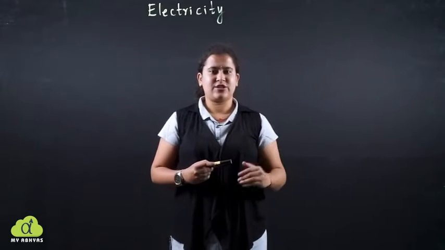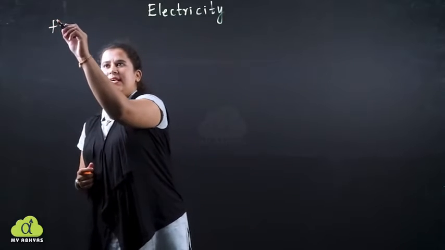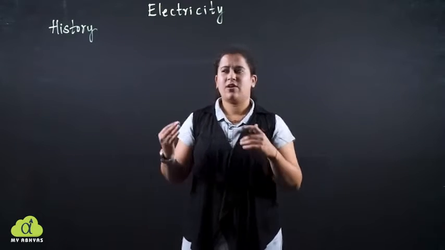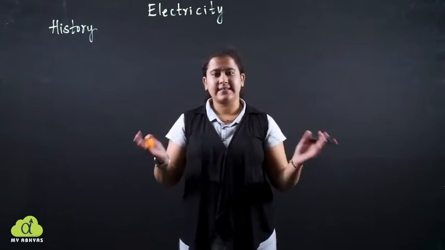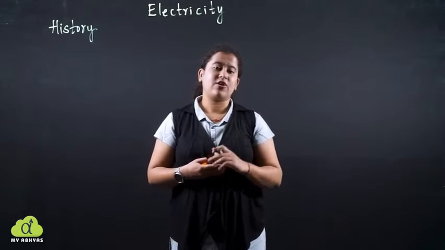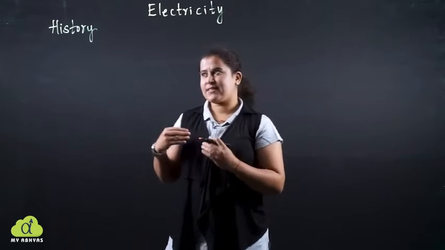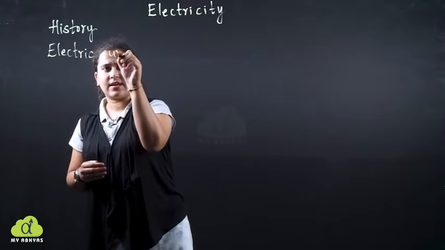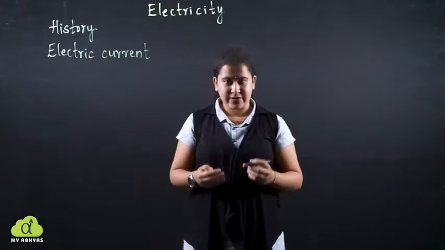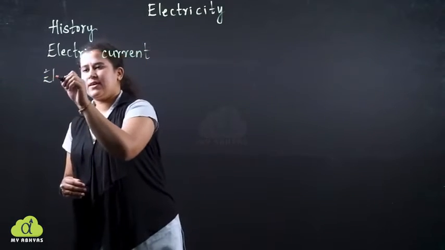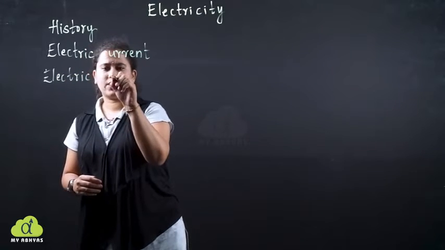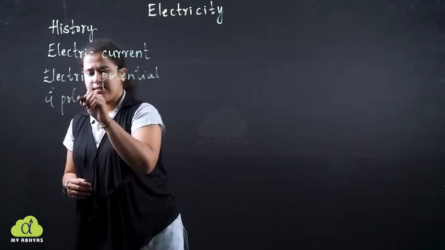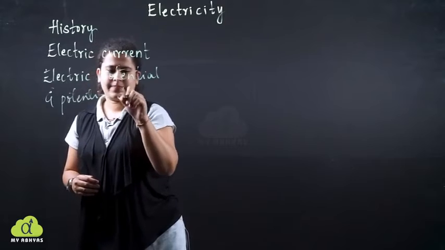So in this session, what we'll be studying is how electricity came into existence, or was it there before itself, or how the scientists started discovering this electricity or the concept of electric current. After this, we'll be looking into electric current, how the physical meaning of electric current comes, that is in terms of physics, and then comes electric potential and potential difference.